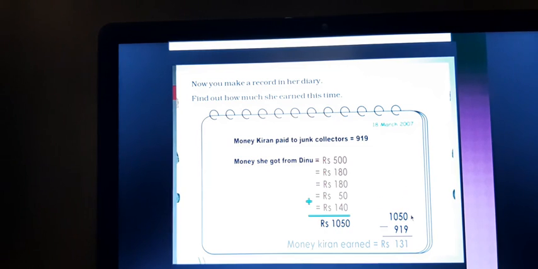But how much did she pay? 919. So now you subtract this. What is left, means whatever she earned, is 131. So this is the amount she got, means when she gave those notes, the amount was 1050. But how much does she have to pay? 919. So what should she get back? That means the money left is 131. Like that, this calculation you have to do in your textbook itself. You can do this.